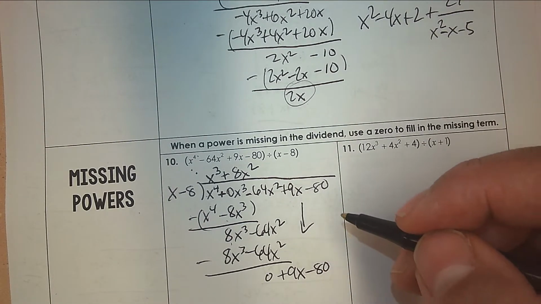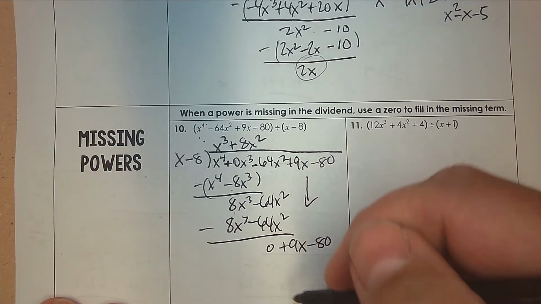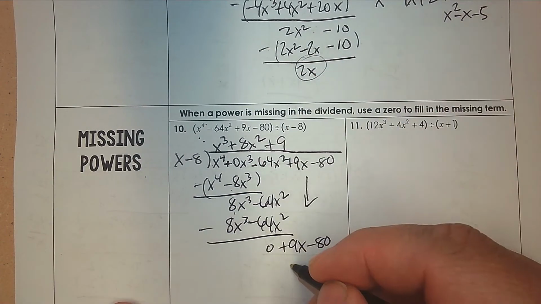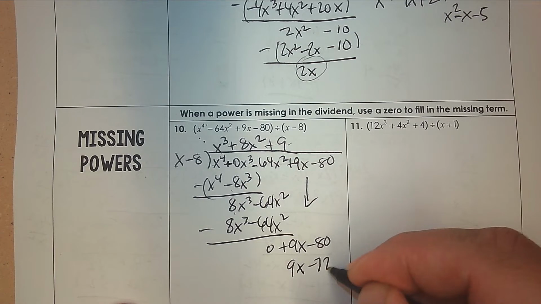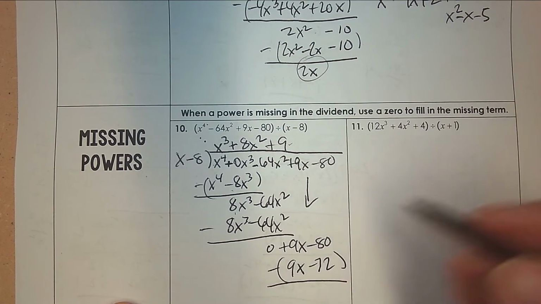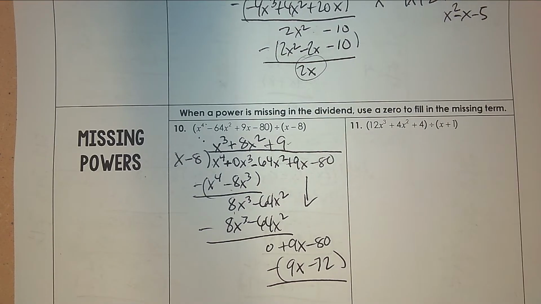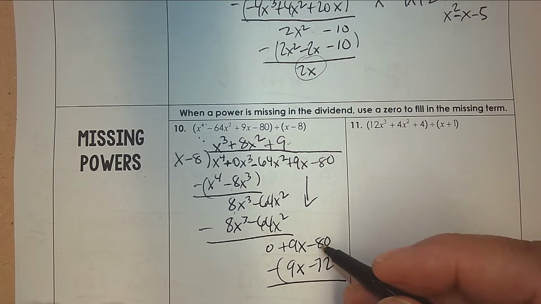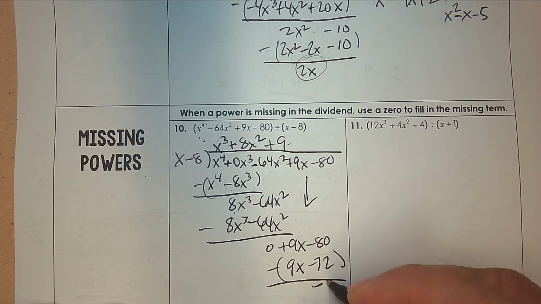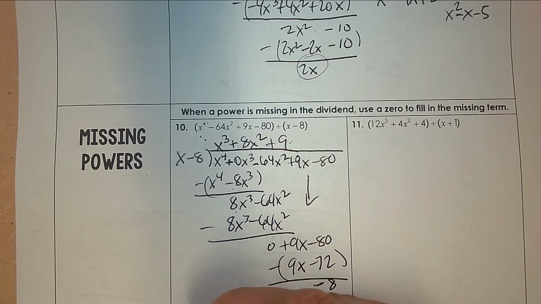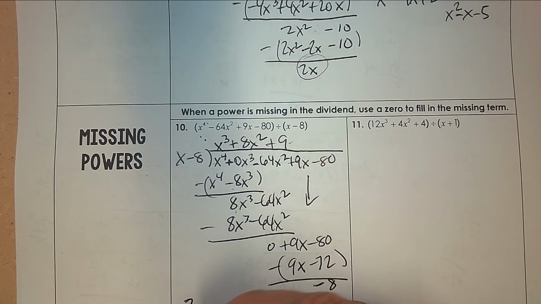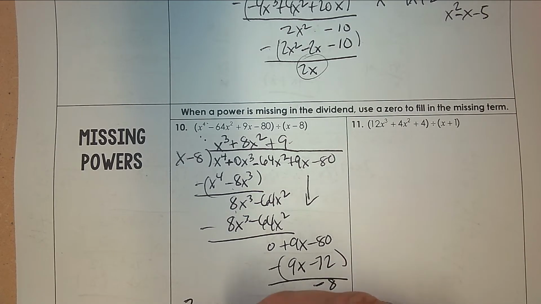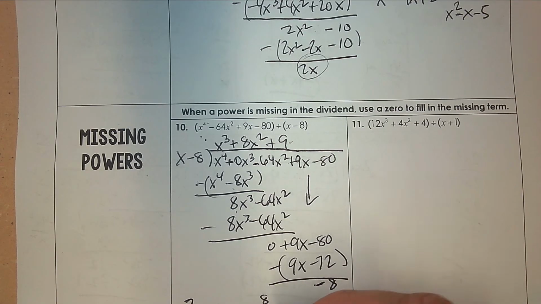9x subtract 80. 9 divided by 1 is 9. And then 9 times negative 8 is negative 72. Make sure you subtract the negative properly. So the 9x's, they eliminate. We're adding 72, so that gives me negative 8. So I write it properly as x cubed plus 8x squared plus 9, and then the fraction, which is 8 over x minus 8.